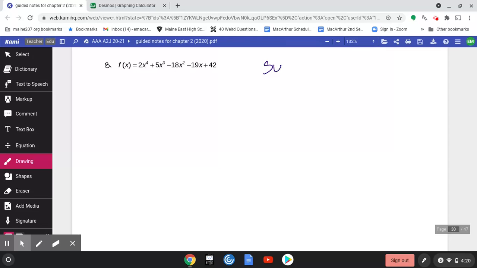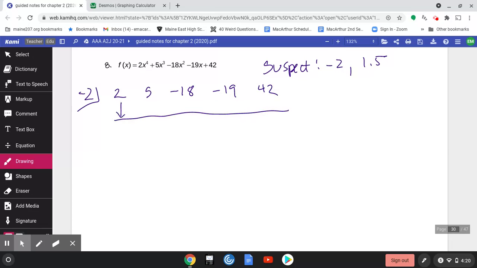So suspect -2 and 1.5. That's what we're going to start with, the easy things, -2. So that's 2, 5, -18, -19, and 42. And that's 2. So that's going to be -4.